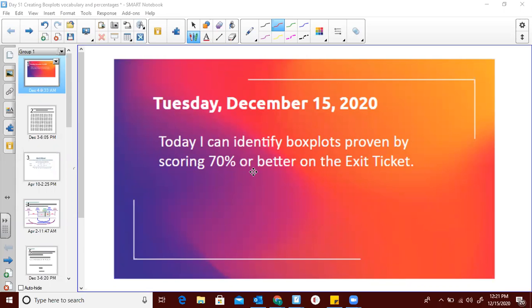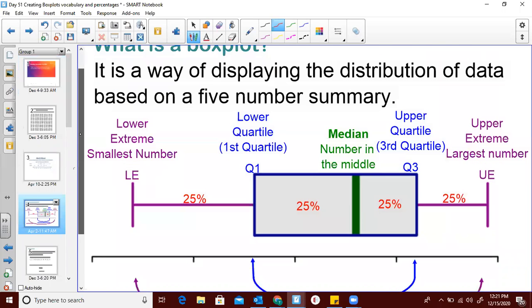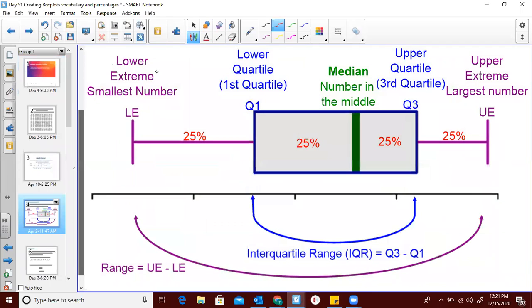Okay, so today we are going to talk about box plots. So I've given you guys this diagram that points out the lower extreme, the smallest number, lower quartile, or first quartile, the median, which is our middle number, the upper quartile, also known as the third quartile, and our upper extreme, also known as the largest number.